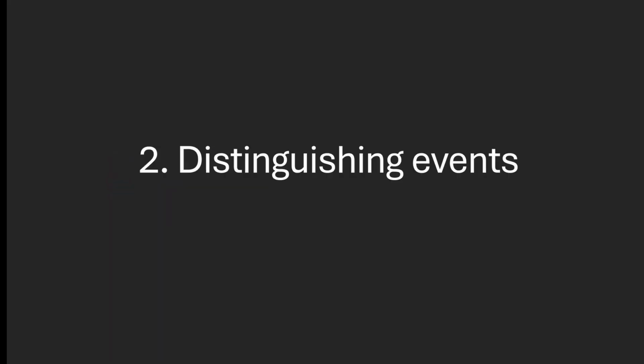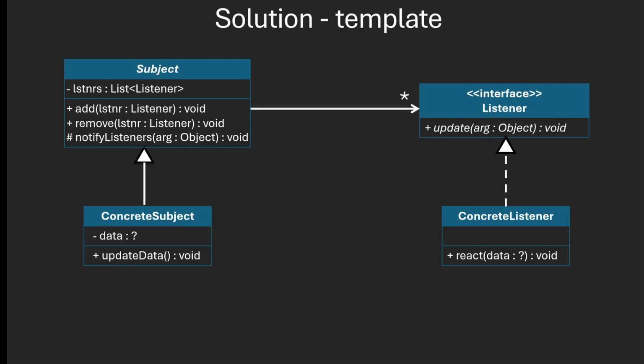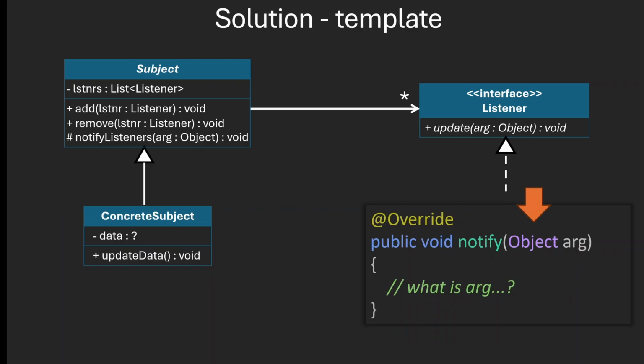Second, distinguishing events. If the subject can notify about various types of events, or if a listener is subscribed to multiple events, the listener may not be able to differentiate between the events if we only send the data as an object. I previously fixed this by wrapping the data in a container, which also carried the event type. We will see this idea again later.